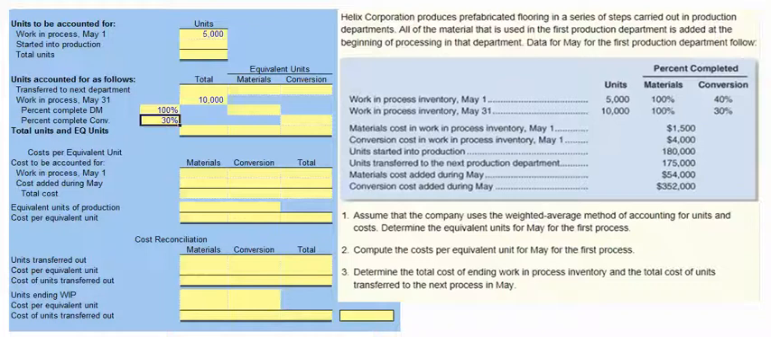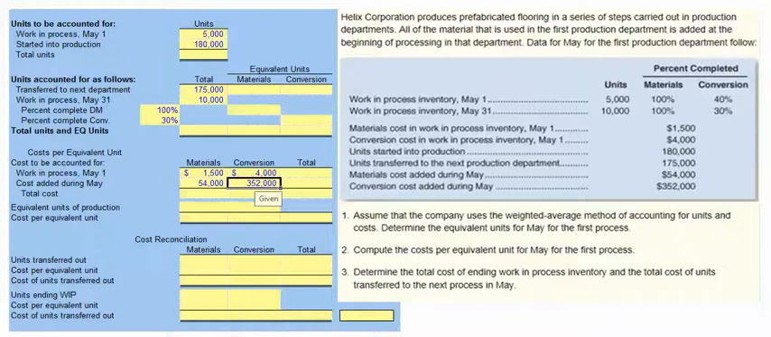We're told that the material cost in beginning work in process inventory is $1,500. The conversion cost in beginning work in process inventory is $4,000, and that the units that we started into production during the period is 180,000 units, and that we transfer 175,000 units to the next production department. We're also told finally that the material cost added during May were $54,000, and the conversion cost added during May were $352,000.